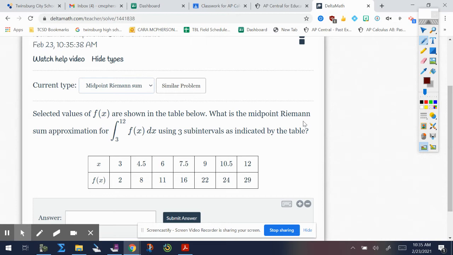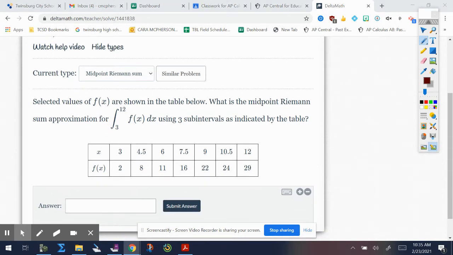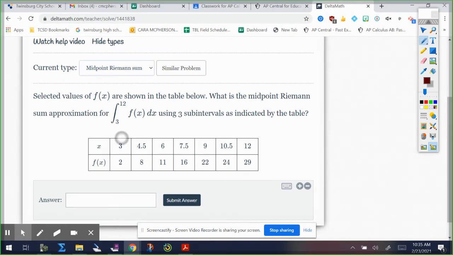So this one is going from 3 to 12. We're splitting it into 3 intervals. So my first interval is going to go from 3 to 6. My next one's going to go from 6 to 9, and my last one's going to go from 9 to 12. The reason I have all this extra information is I need to use the middle of each interval, so that middle y value from the midpoint of the interval, as my height.